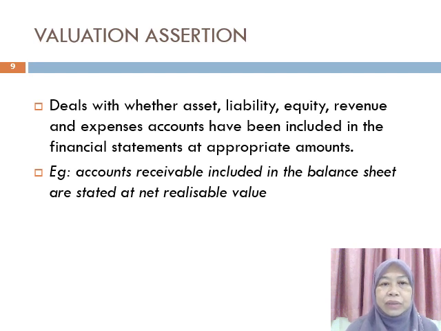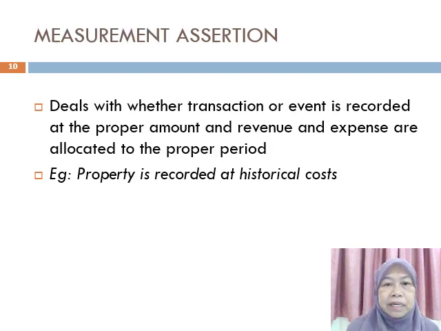Valuation assertion is related to the amounts that are included in the financial statements, be it asset, liability, equity, or revenue. These items have to be appropriately stated in the financial statements. The next one is measurement assertion. Measurement is a situation where the transactions or events are recorded at the proper amount, and the revenue and expense are allocated to the proper period. So when we say measurement here, it means that it has to be recorded based on the amount that has been incurred, and the revenue and expenses have to be recorded in the period in which they have occurred.